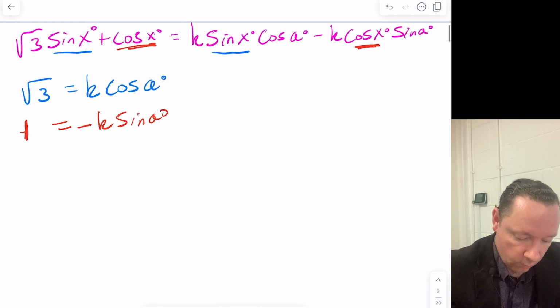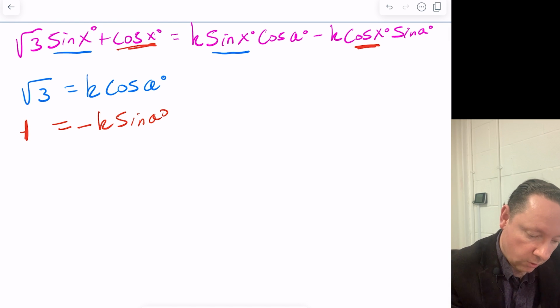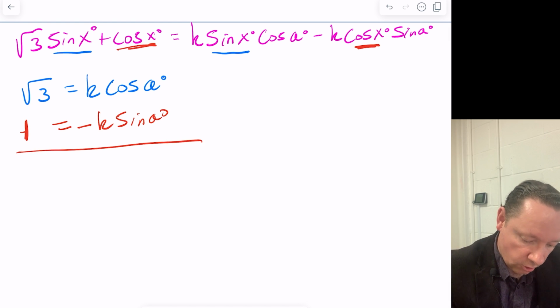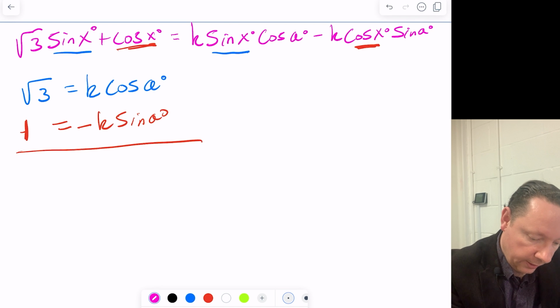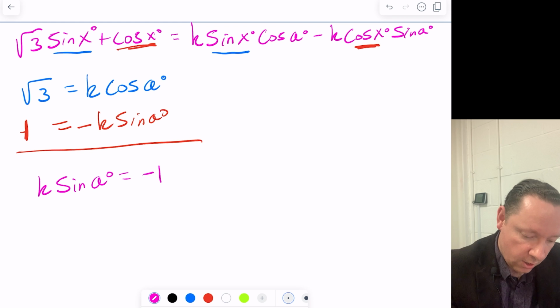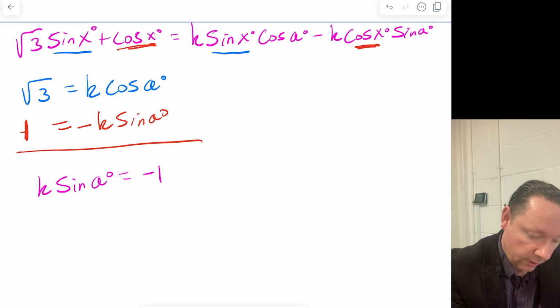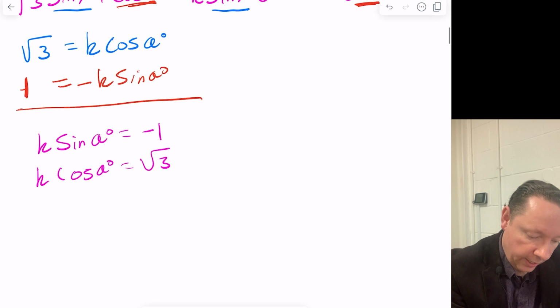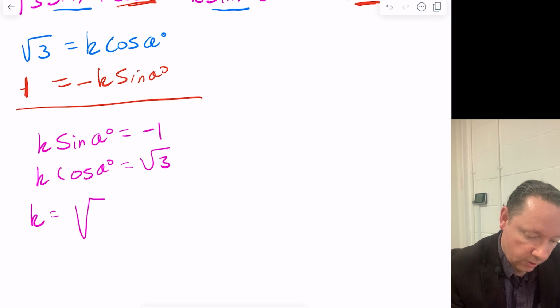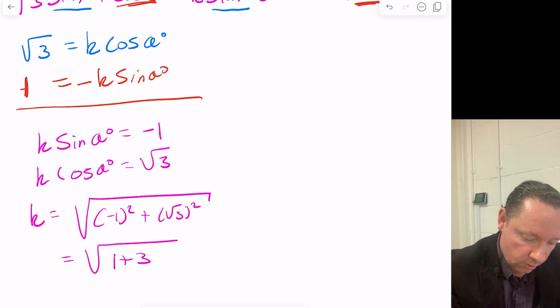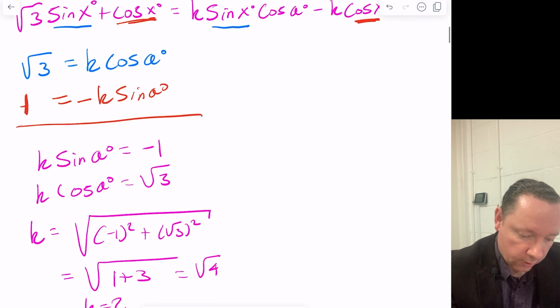And now we can work out our k. So let's just rearrange these two equations. We've got k sin a from the bottom one equals minus 1, just dividing through by minus. And you've got k cos a equals root 3. So k, remember, by Pythagoras is the square root of minus 1 squared plus root 3 squared. That's the square root of 1 plus 3, root 4. So k equals 2. And now we can work out our angle.